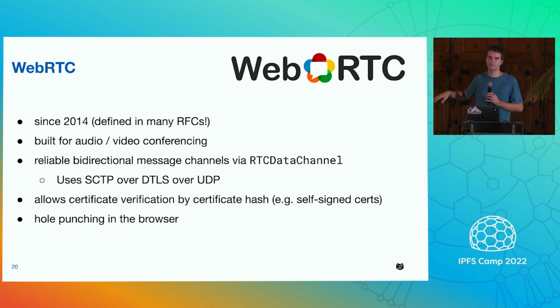We don't need all these audio and video features, but there's also a reliable data channel in WebRTC called the RTC data channel. And we can use that to layer libp2p streams on top of it. If you're interested, they are using SCTP over DTLS over UDP. So those are some keywords to start your RFC search if you want to.